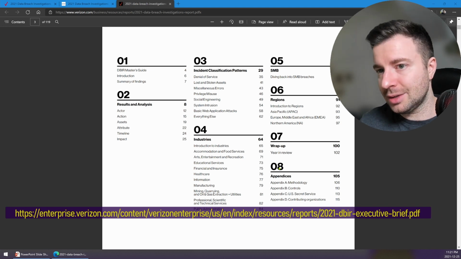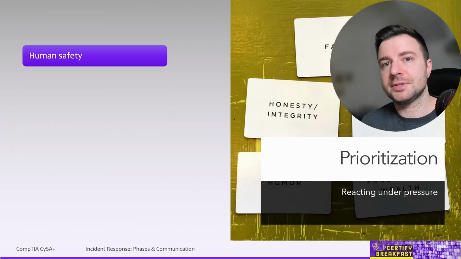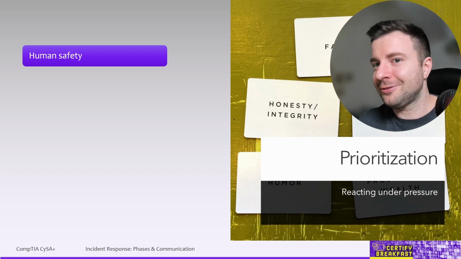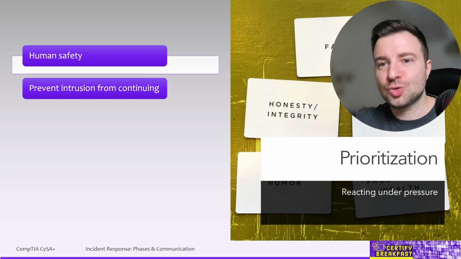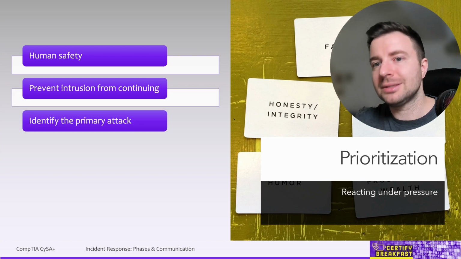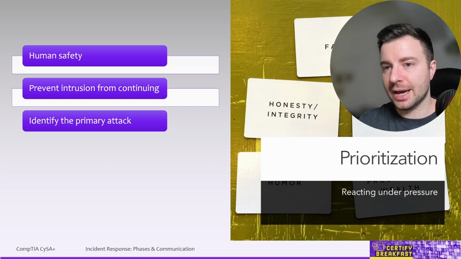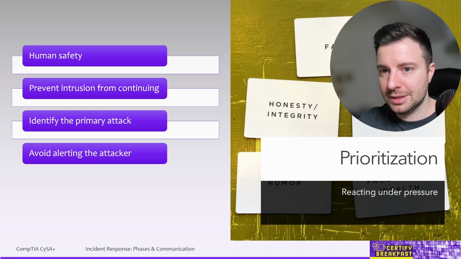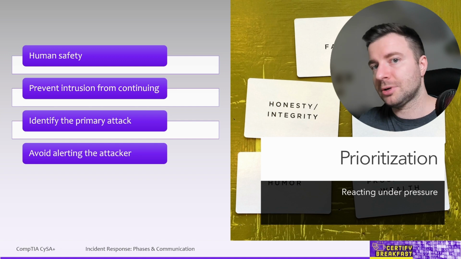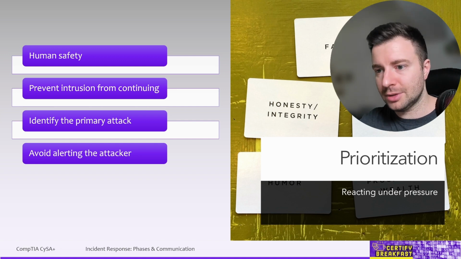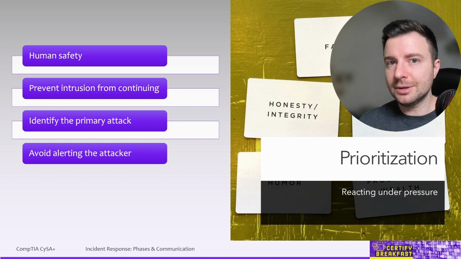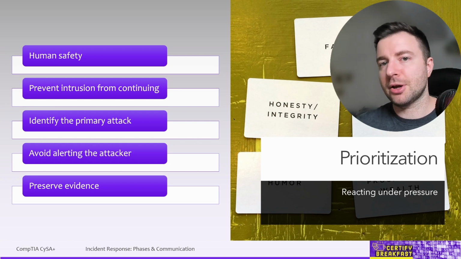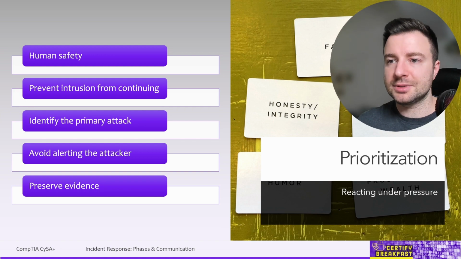But what you can and what you should prioritize is, first of all, human life, human safety. Preserve life and health. Don't forget this for your life and for the exam as well. Try to prevent the intrusion from continuing. Then try to identify if the intrusion you're looking at is the primary attack or just a decoy for something else happening at the same time. Avoid alerting the attacker. If you catch him or her in the act, don't let them know what you're doing. Don't let them figure out that you've caught on to them. Right? And try to preserve as much evidence as needed, just in case. So this should be your list of priorities whenever you need to react under pressure during a security incident.